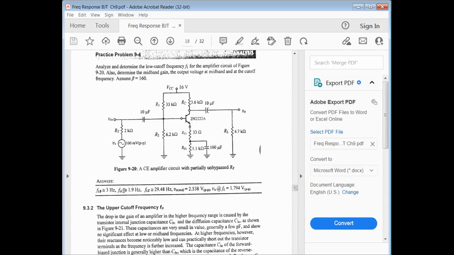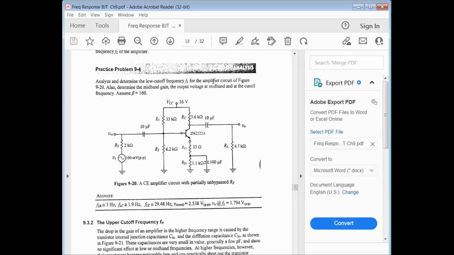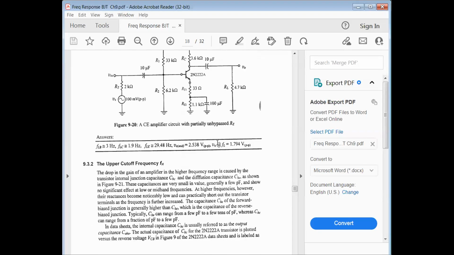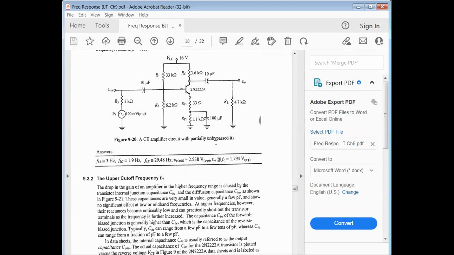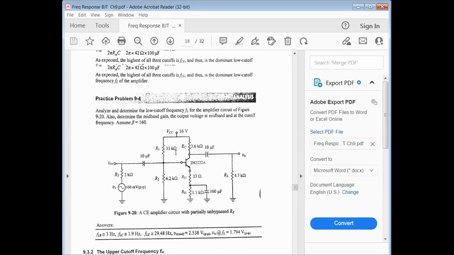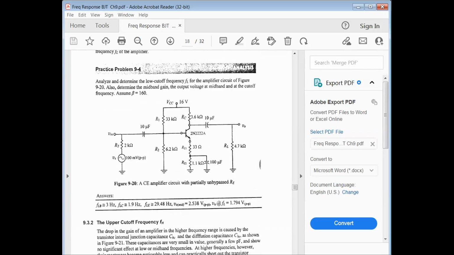You'll notice here that they have FLB, FLC, FLE answers, a voltage at mid-band, and a voltage at cutoff. Okay, interesting. That'd be a cool one. Analyze and determine the low frequency cutoff of the amplifier, also determine the mid-band gain, and the output voltage at mid-band and at the cutoff frequency. Beta is 160. So let's talk about this problem for a second, because I am going to give it to you. This is an assignment, practice problem 9-4.